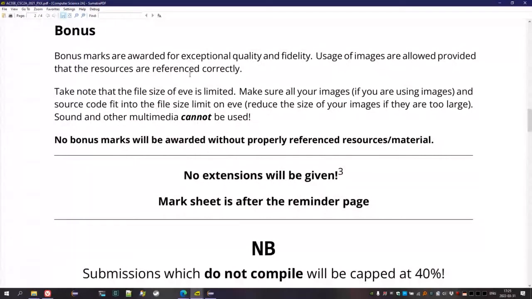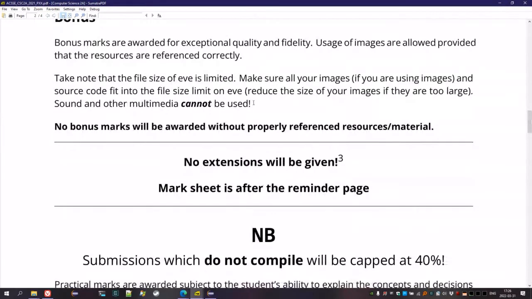So all of that all together, there's also a bonus. So you can do images instead of just using boxes or circles. You can actually put images as well. You have to make sure that the images are not copyrighted. It has to be referenced correctly. And then if they're not copyrighted and referenced correctly, then you can actually get your bonus marks.